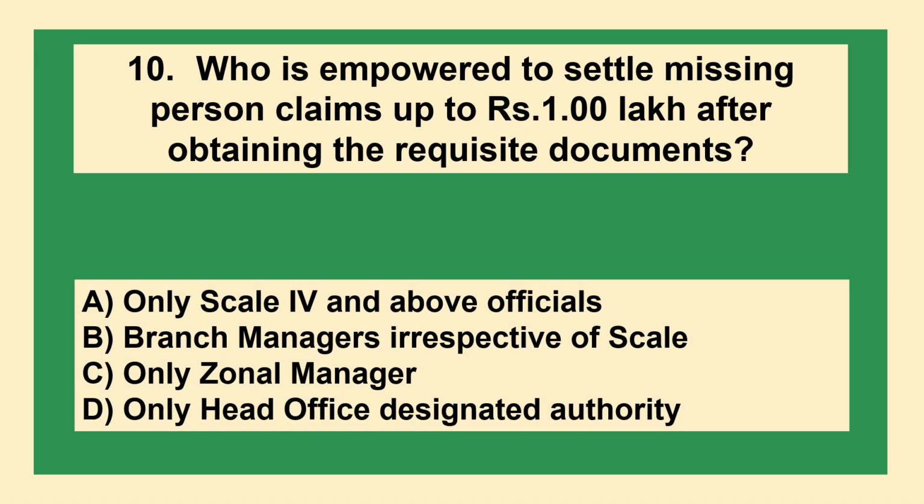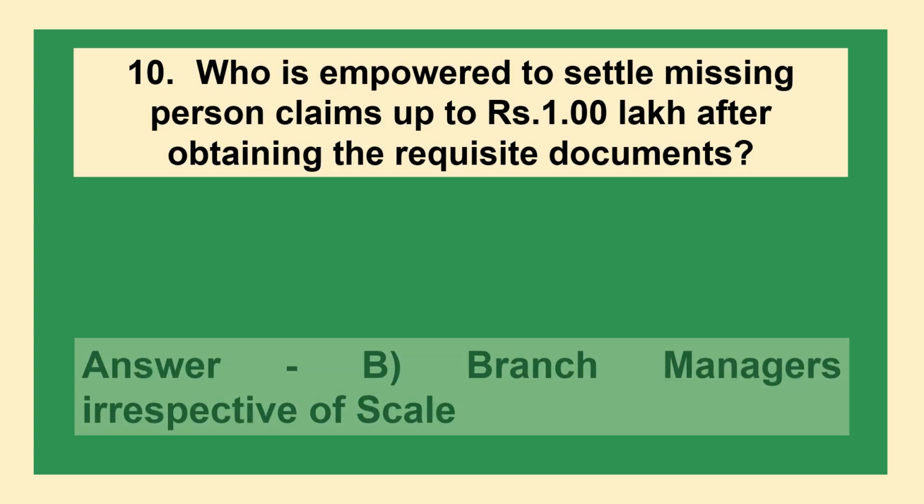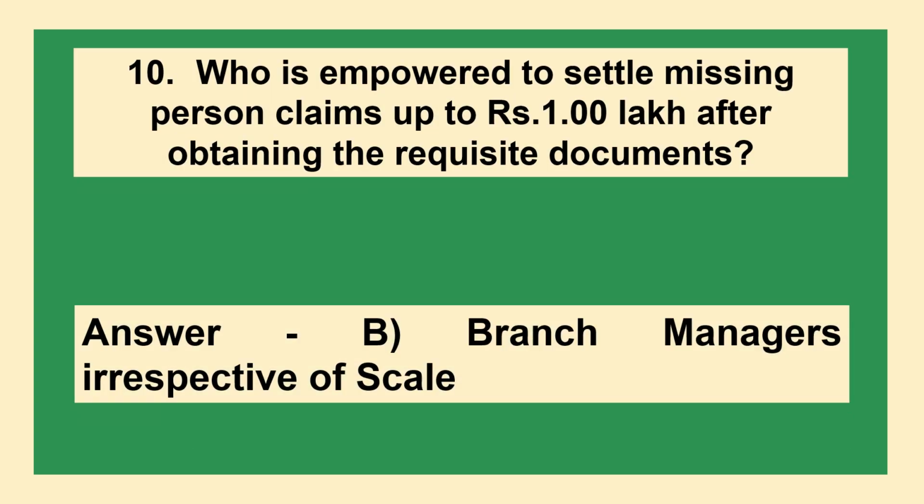Who is empowered to settle missing persons claim up to rupees 1 lakh after obtaining the requisite documents? Option A, only scale 4 and above officials. B, branch managers irrespective of scale. C, only zonal manager. D, only head office designated authority. The answer is option B, branch managers irrespective of scale.